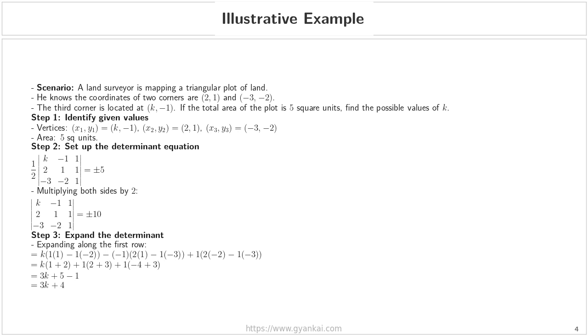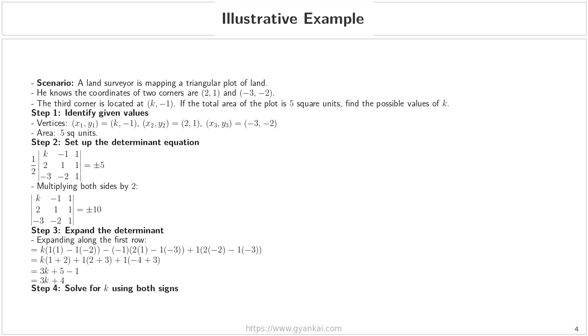When we calculate the values inside the parentheses, we get k times the quantity 1 plus 2, plus 1 times the quantity 2 plus 3, plus 1 times the quantity -4 plus 3. This simplifies to k times 3 plus 5 minus 1. After combining the constants, we are left with a simple linear expression, 3k plus 4.